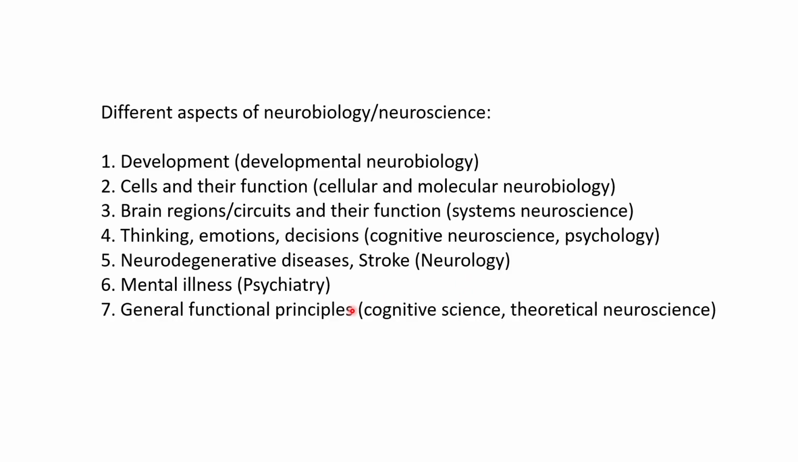Another subfield of neurobiology or neuroscience is to understand the general computational principles, how the brain functions. This comes under the fields of theoretical neuroscience or cognitive science, where the focus is not so much on specific neurons or circuits, but more at an abstract level in terms of computations that are happening in the brain. And finally, one can look at the really big questions like consciousness or free will. They are also related to the brain, but they come under the field of philosophy.